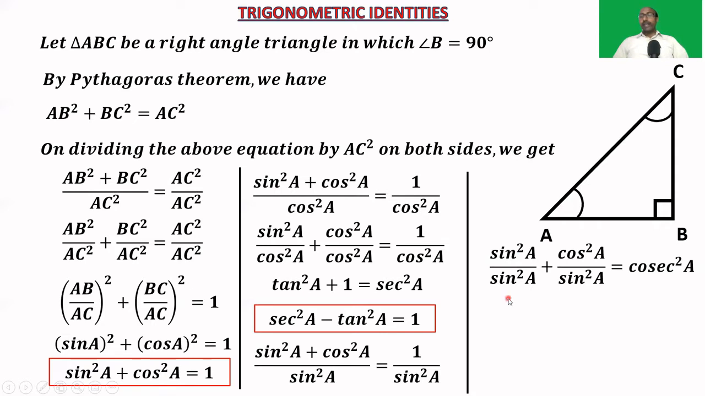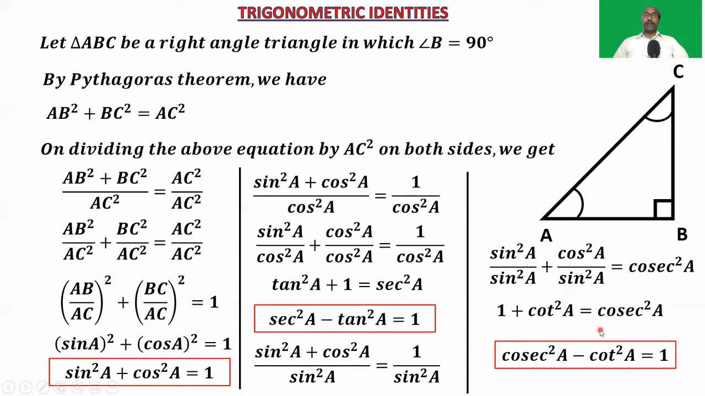Now sin square A by sin square A is 1. And we know that cos A by sin A is equal to cot A. So that this cos square A by sin square A is equal to cot square A. So in this way, we get 1 plus cot square A is equal to cosec square A. So by rearranging the terms, we get here cosec square A minus cot square A is equal to 1. So these three trigonometric identities are very, very important. We must remember these three trigonometric identities while solving the problems of trigonometry.